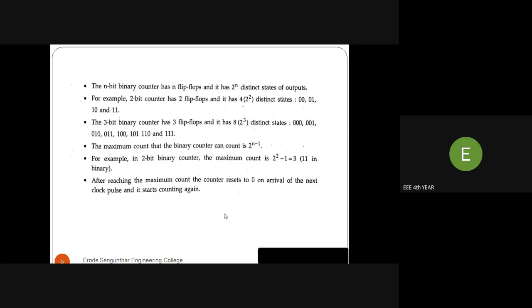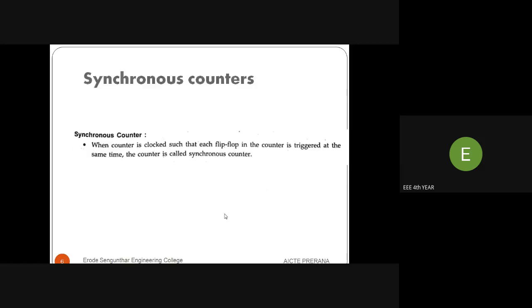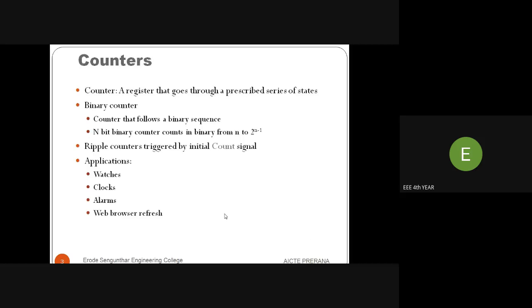After reaching the maximum count, the counter resets to 0 on arrival of the next clock pulse and starts counting again. So for a 2-bit counter, it counts 0 0, 0 1, 1 0, 1 1, and again the counter resets to 0 0, 0 1, 1 0, 1 1. Like that, the counter resets to 0 on the arrival of each next clock pulse and starts counting again and again. So a counter is a register that describes a series of states.